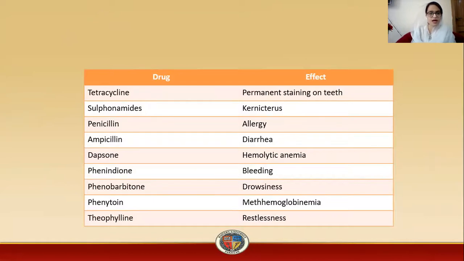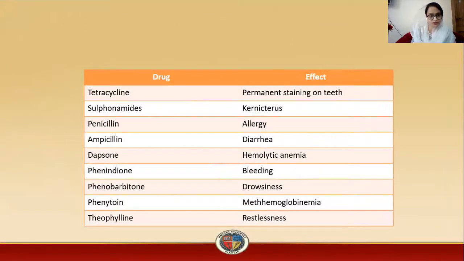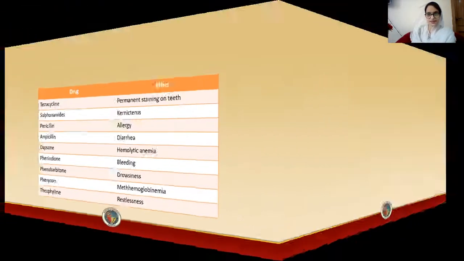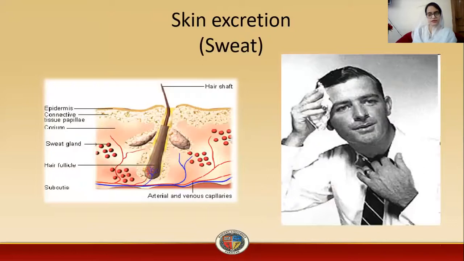Sulfonamide, kernicterus. Penicillin, allergy. Ampicillin causes diarrhea. Dapsone causes hemolytic anemia. Phenindione causes bleeding. Phenobarbital causes drowsiness. Phenytoin causes methemoglobinemia. Theophylline causes restlessness. And then comes sweat, or the skin route of elimination, skin excretion.